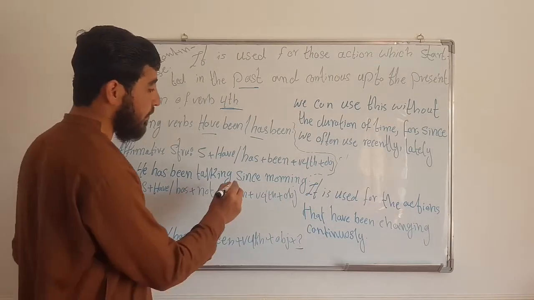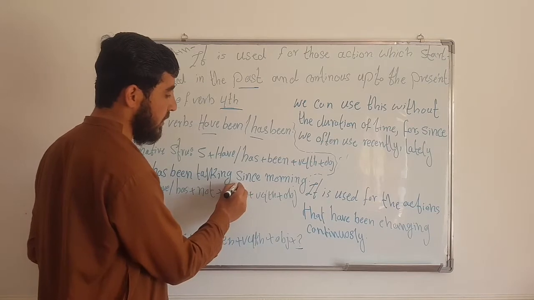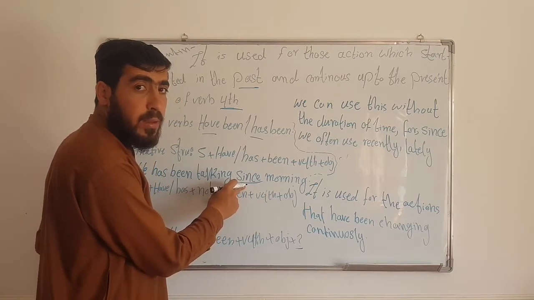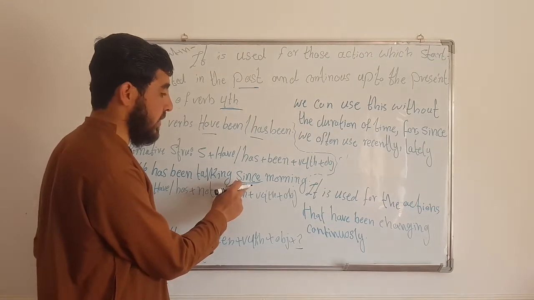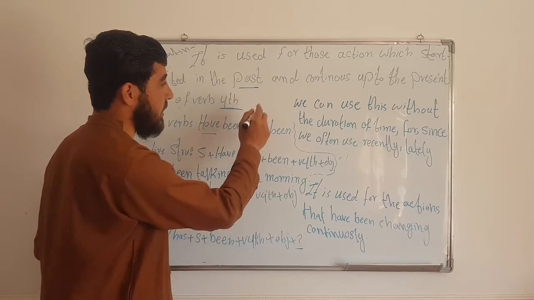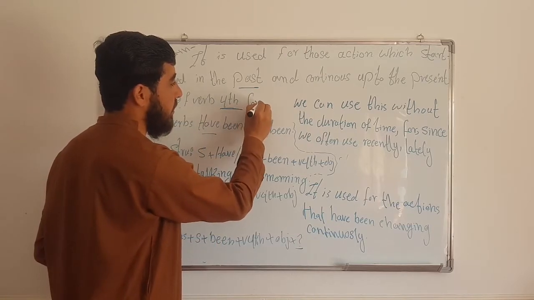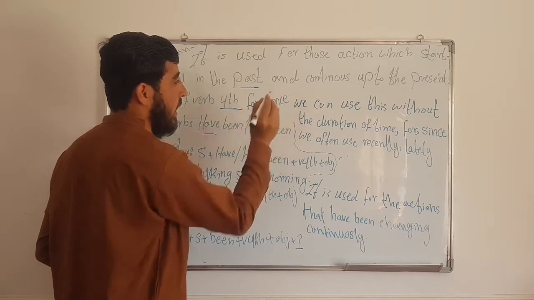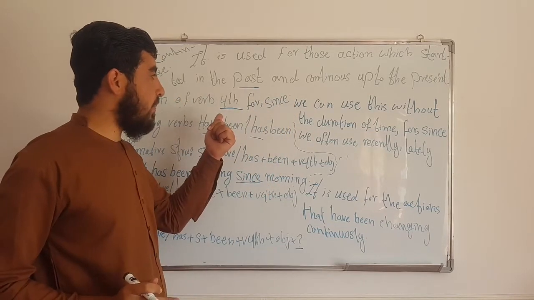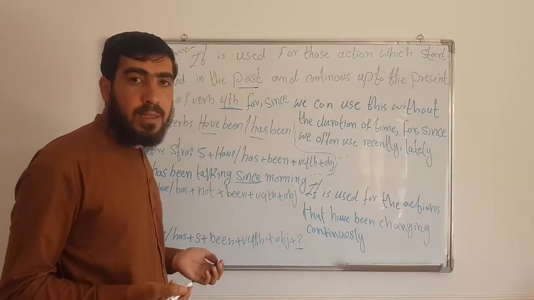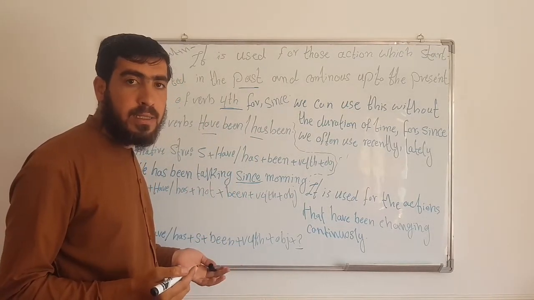Friends, here is a special note for this as well. We use the duration of time with present perfect continuous tense. That is the same, for and since. For example, for and since. It emphasizes the length of time. For example, since morning, for 2 years, for 10 years, right?